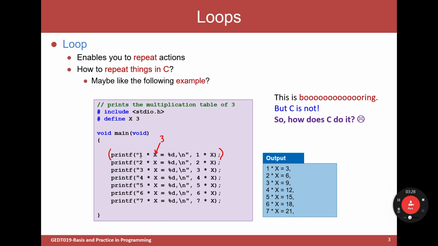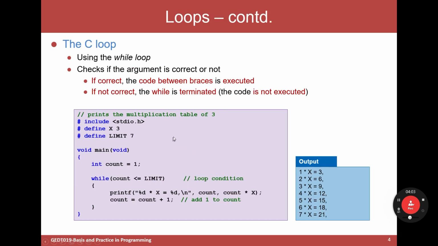So this x is fixed at 3, but the changing thing is this number. Every time it will be 1, and then 2, and then 3. And of course, the result will be different too. Here the result of 1 times 3 will be 3, so this 3 will go to this digit, okay? And then 2 times 3 will be 6, so 6 will be printed in this digit, and so on.